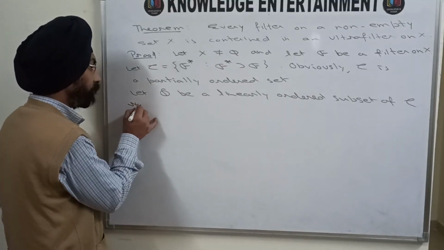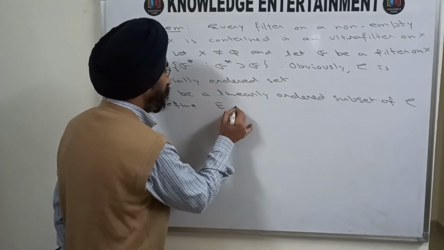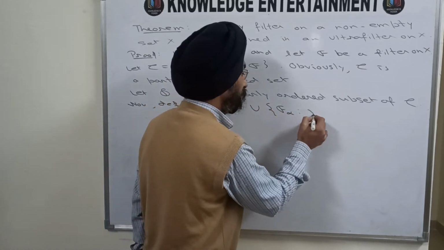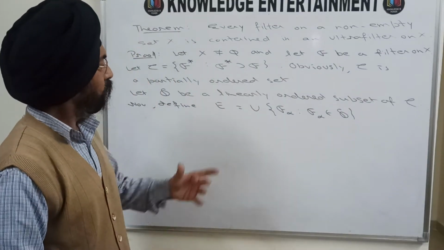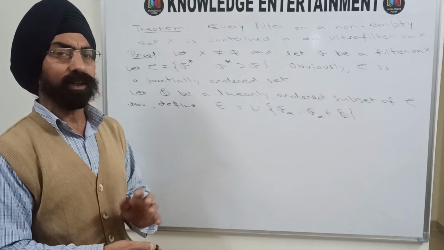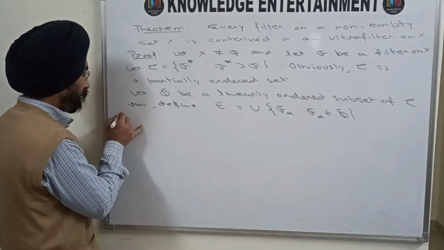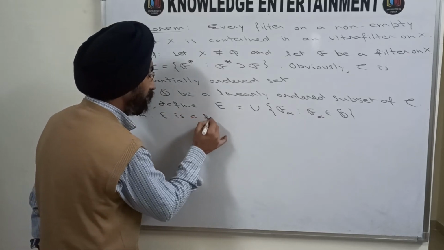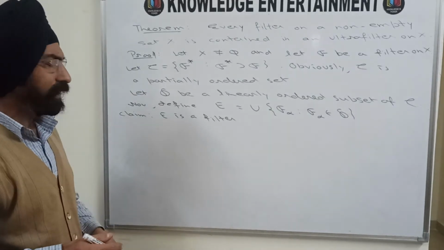Now define E to be the union of F alpha, where F alpha belongs to D. That means we have taken the union of all members of this linearly ordered subset D of the partially ordered set C. And we will show that this E is a filter. Claim: E is a filter. And that is very trivial, very easy to prove.